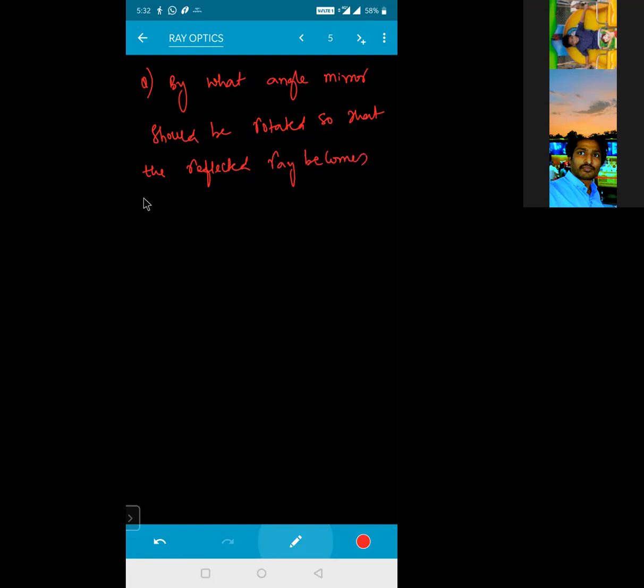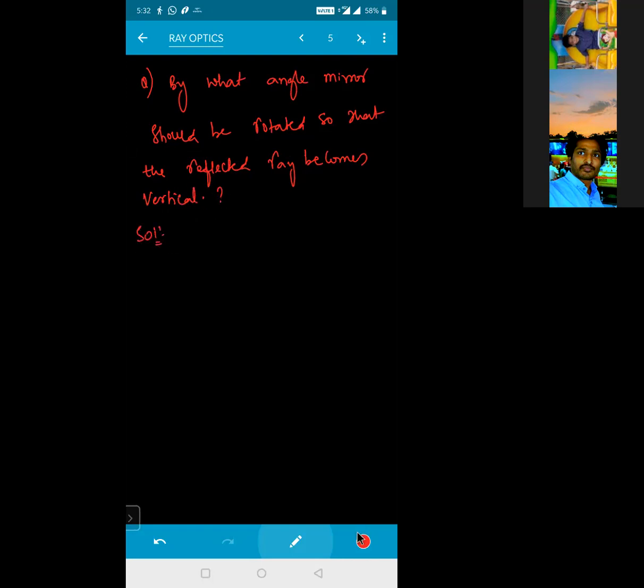So this question is based on deviation. By what angle should the mirror be rotated so that the reflected ray becomes vertical?